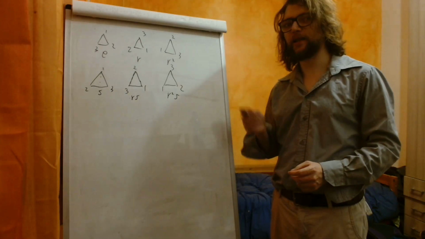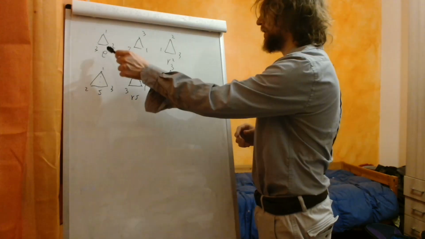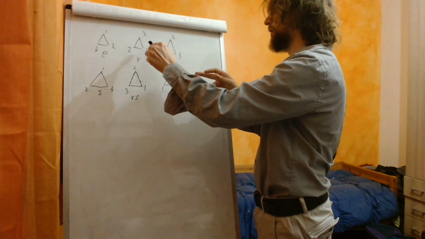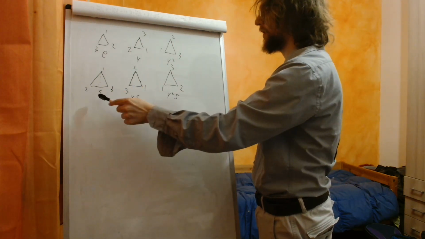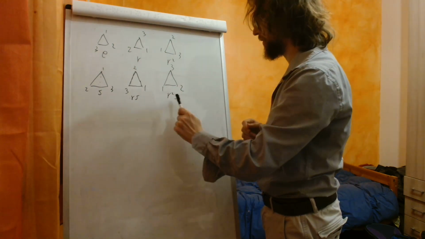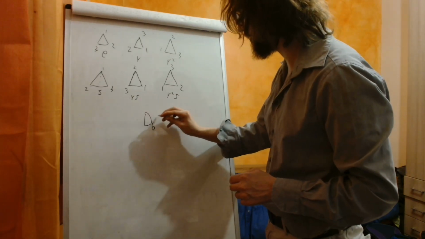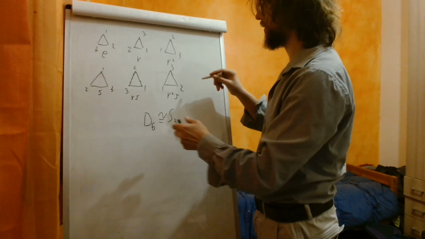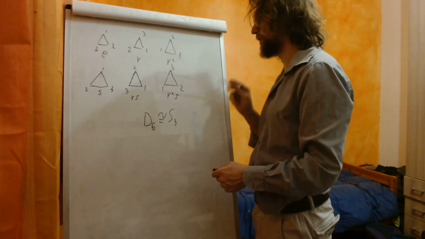For example, these are the rotations and reflections of the equilateral triangle. This is E, this is a rotation of 120 degrees, which is R, this is R squared, this is S, the reflection along this line, this is RS, and this is R squared S. And in particular, the dihedral group of order 6 is isomorphic to S3, the set of all the permutations on these 3 points. In fact, we can reach all the possible permutations with D6.